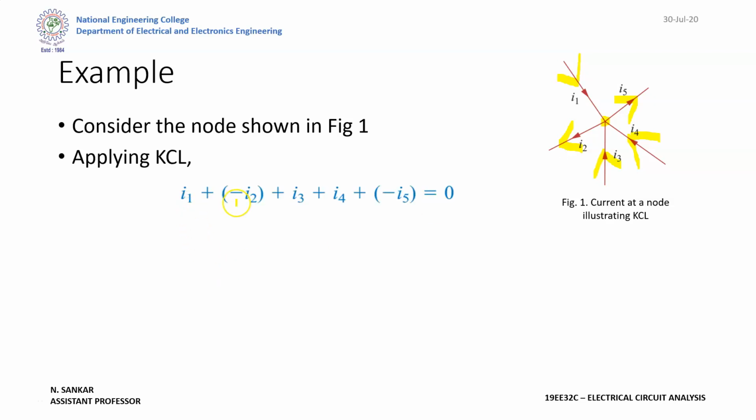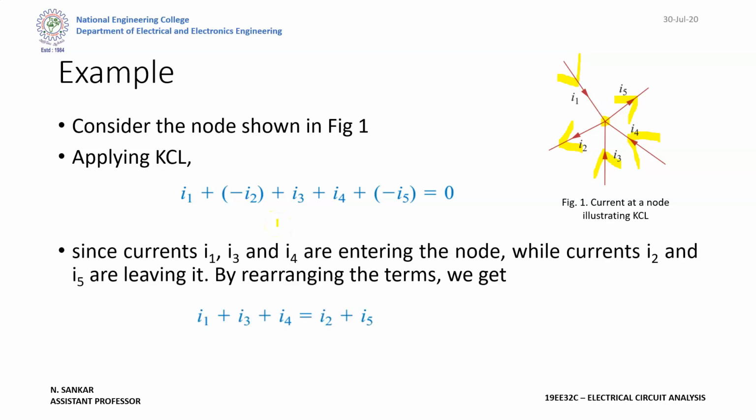If you write the equation, it will be like this: I1 minus I2 plus I3 plus I4 minus I5. So we have the algebraic sum of all the currents, which will be equal to 0. This can be rearranged and written as I1 plus I3 plus I4, that is the entering currents, which will be equal to the leaving currents. So this is called Kirchhoff's current law.